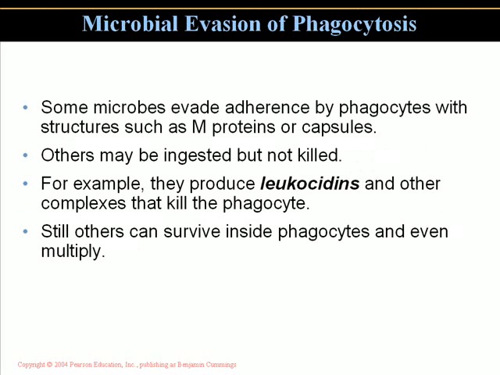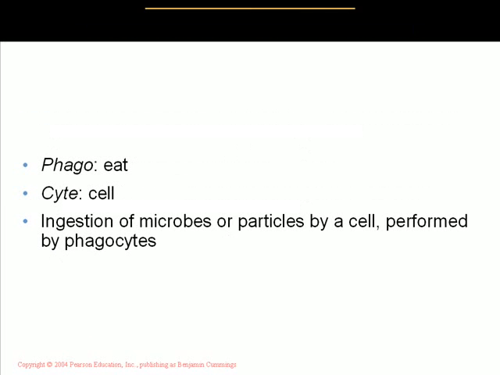Some microbes evade adherence by phagocytes with structures such as M proteins or capsules. Others may be ingested, but they're not killed. For example, some produce a substance called leukocidins and other complexes that actually kill the phagocytes. Still others can survive inside the phagocytes and continue to multiply. The word phago refers to eat, cyte refers to cell. Ingested microbes are particles taken in by a cell, performed by phagocytes.